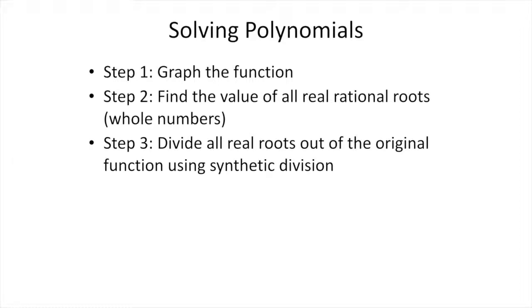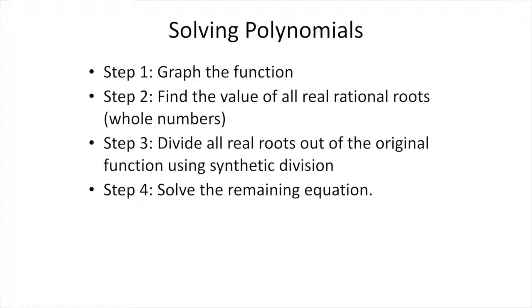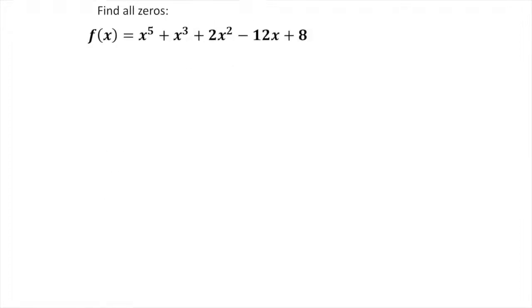After we do that, we're going to take whatever the answers were and use synthetic division to simplify what we have left. See what's left of our polynomial. After we've obtained what's left, then we're going to solve the remaining equation. This sounds like quite a bit, and it is. This is a very in-depth process to find these. Here's one. We're going to do this one first.